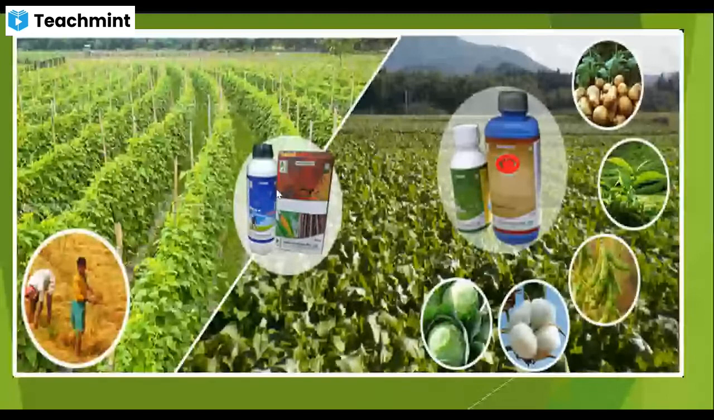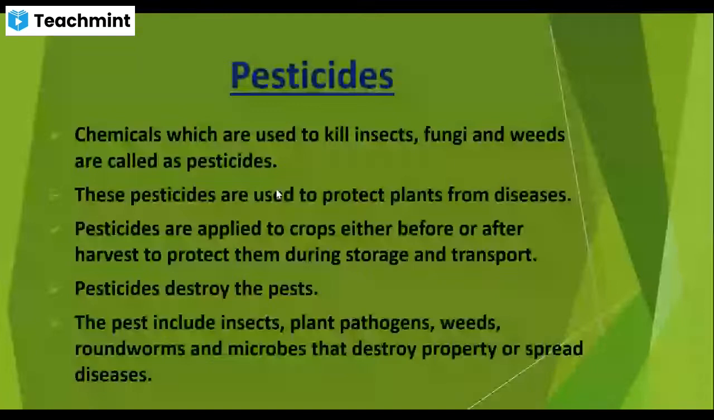So now we can see pesticides. A pesticide is a chemical which is used to kill insects, fungi, and weeds. Simply we can say that chemicals which are used to kill insects, fungi, and weeds are called pesticides. These pesticides are used to protect plants from diseases. We can use these pesticides on plants wherever they get affected by any disease.